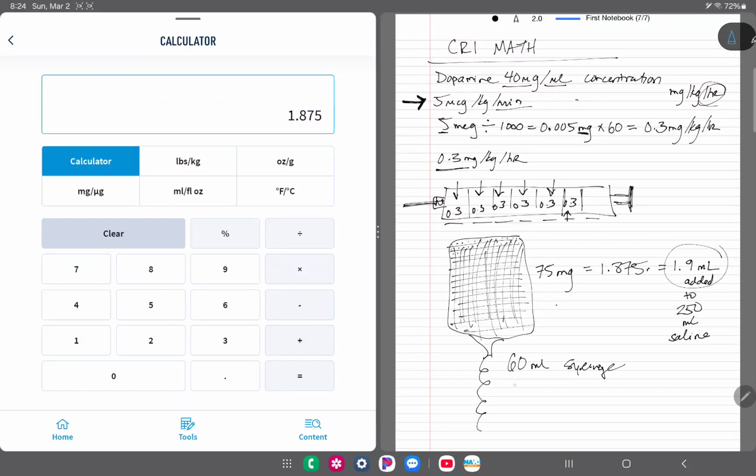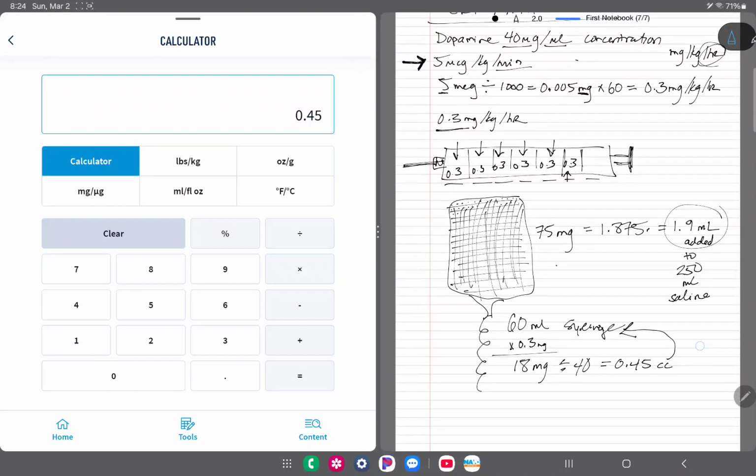A 60 mil syringe. So you're going to take that times 0.3 mg in each one of those mils. In each one. So 60 times 0.3. Now I have 18 mg. Again, mg is useless, so we take it divided by the 40, which is our concentration. And now we have 0.45 cc's that we would add into a 60 mil syringe.